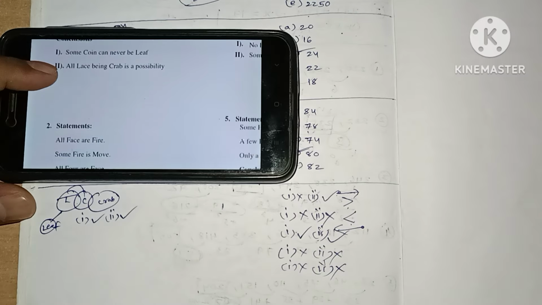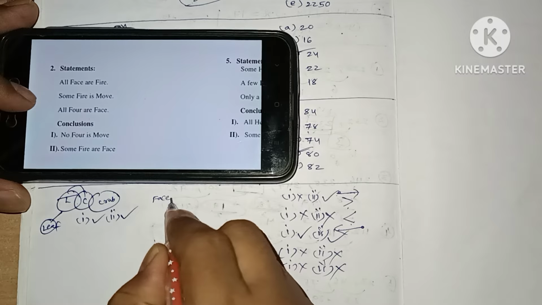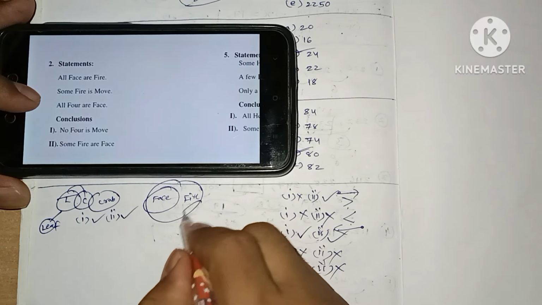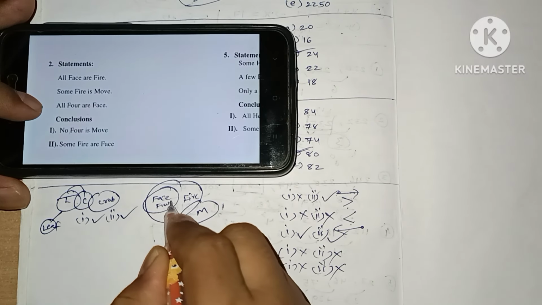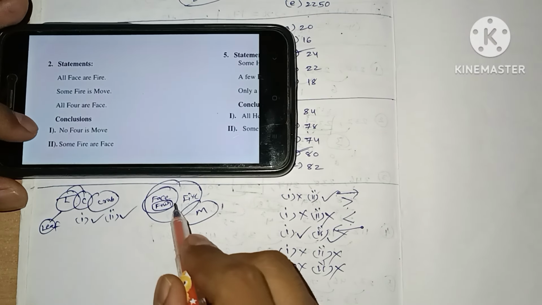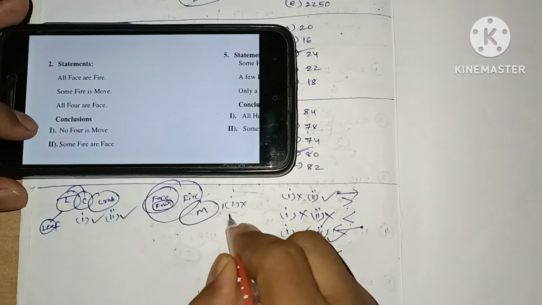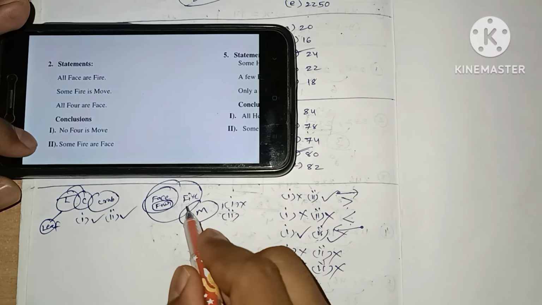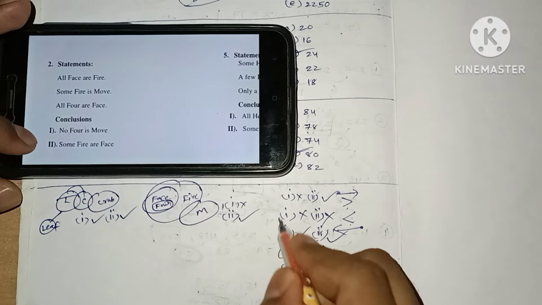Next, second question. All face are fire. Some fire is move. All four are face. Okay, let's see the conclusions. No four is a move. Here there is no symbol in between anything, so the first conclusion will be false. Second conclusion, some fire are face. Some part of fire is sharing with face. Yes, the second one is true.